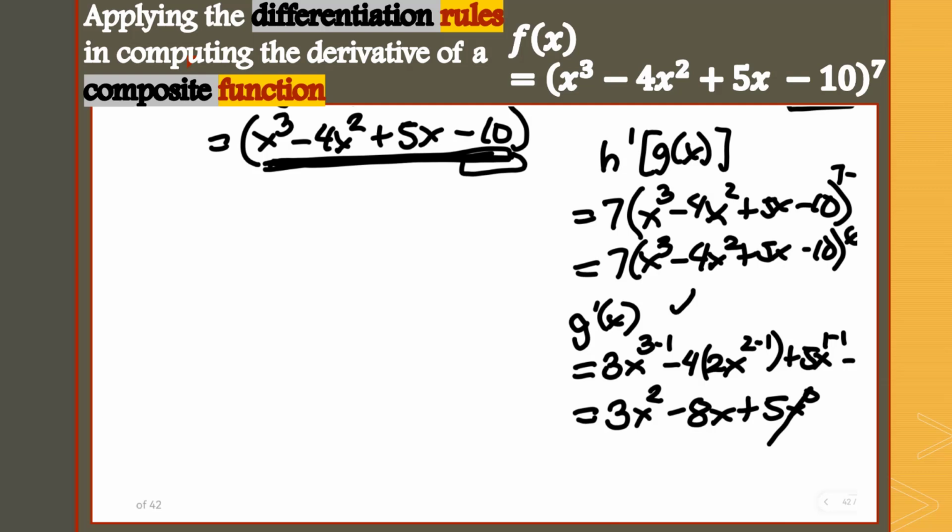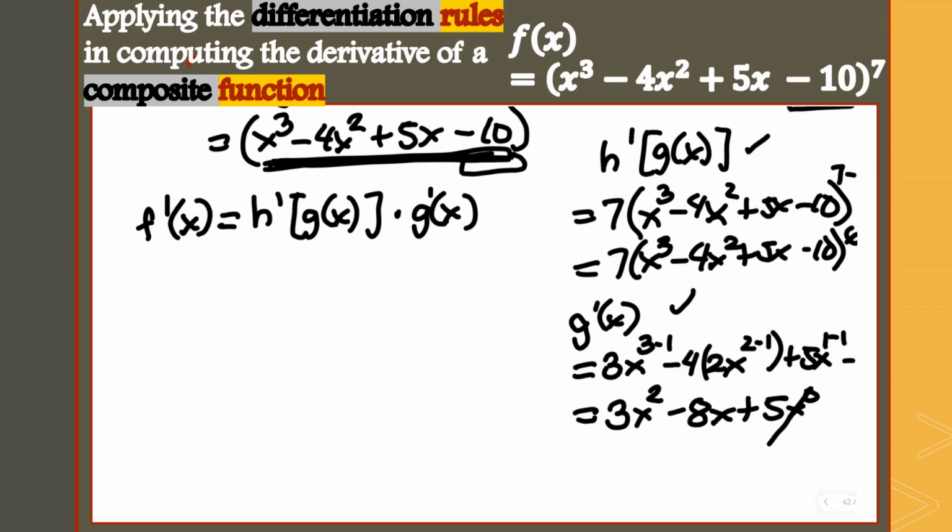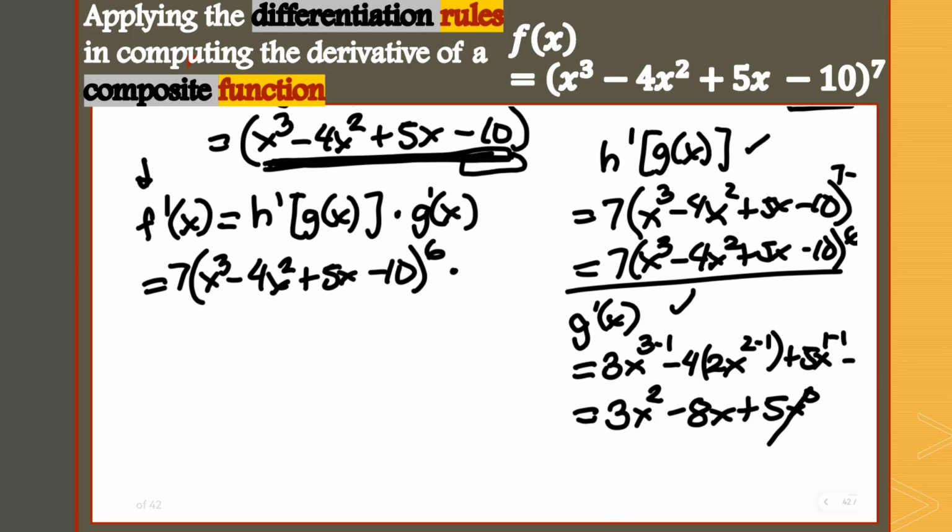So once we are able to finalize this, let's go back again to the intended goal. This is for the derivative of our f of x, which is again a composite function. So you're going to use this formula for the chain rule. Take note, I am using here h and g, which might be different to the previously illustrated rule, because I have here f. I cannot repeat f in the same formula. So this is again the product of 7 times x cubed minus 4x squared plus 5x minus 10, all raised to 6, times your g prime of x, which is 3x squared minus 8x plus 5.